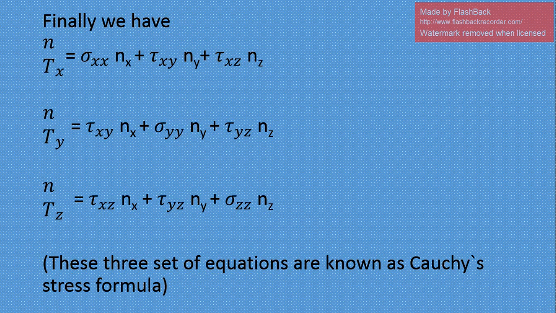Finally, the Cauchy stress formula will give the stress components on an arbitrary plane with the direction cosines nx, ny and nz. By knowing these stress components, we can find the net stress vector acting on that plane and its direction.